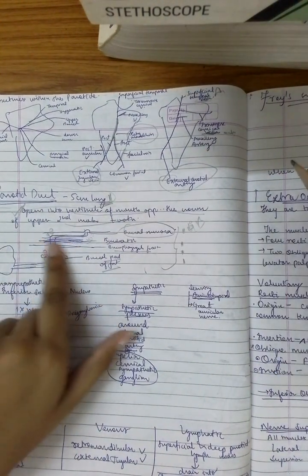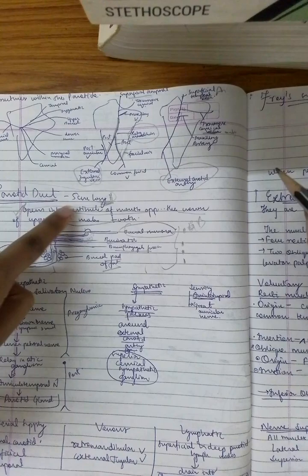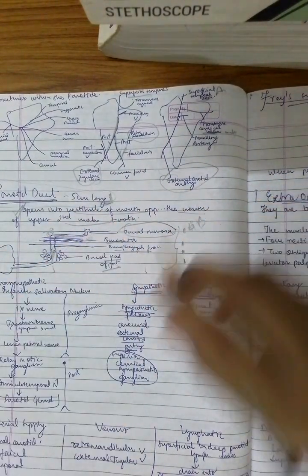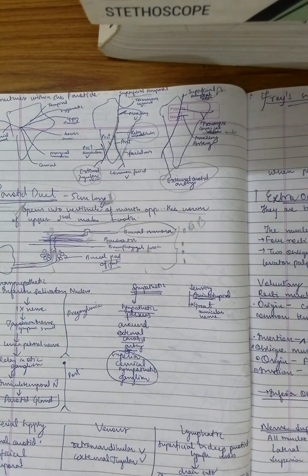And then it takes 3 90-degree turns and opens into the vestibule of the mouth opposite the crown of the upper second molar tooth. This is how you are going to write about the parotid duct.